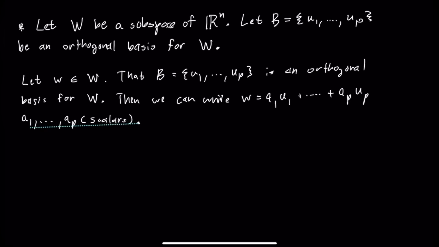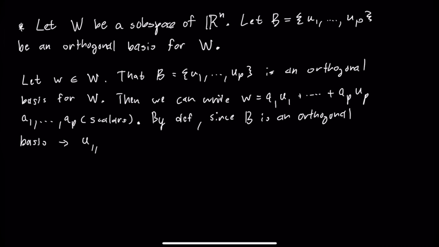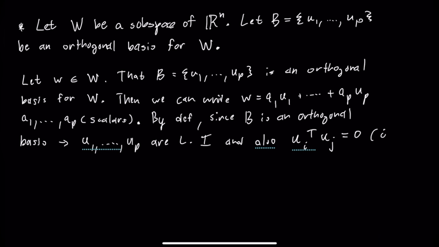But notice that we said that B is an orthogonal basis for W. So by definition, since B is an orthogonal basis, that means U1 through UP are linearly independent vectors, and also we have that UI transpose UJ is equal to 0 whenever I is not equal to J. That's just what it means for UI and UJ to be orthogonal vectors, which we need to have an orthogonal basis.